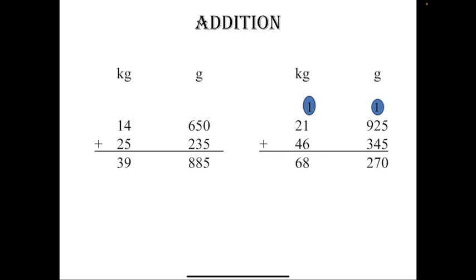Moving to the next column, 9 plus 3 is 12. So I will write 2 here and 1 will be carried to the next column. There we have to add now 1 plus 1 plus 6 and that is equal to 8. And the next column 2 plus 4 is 6. So your answer is 68 kilograms 270 grams. Okay children?